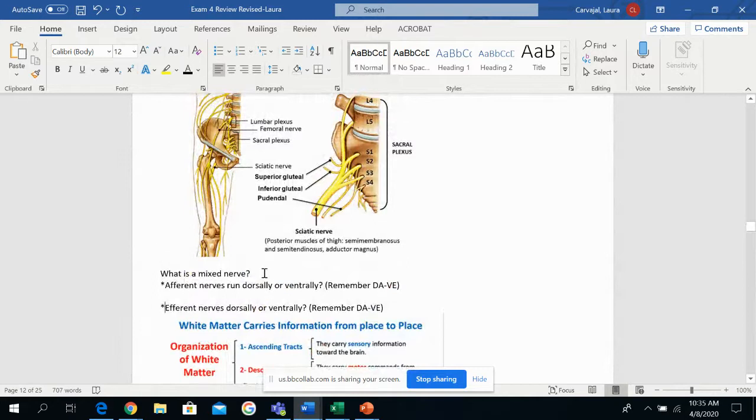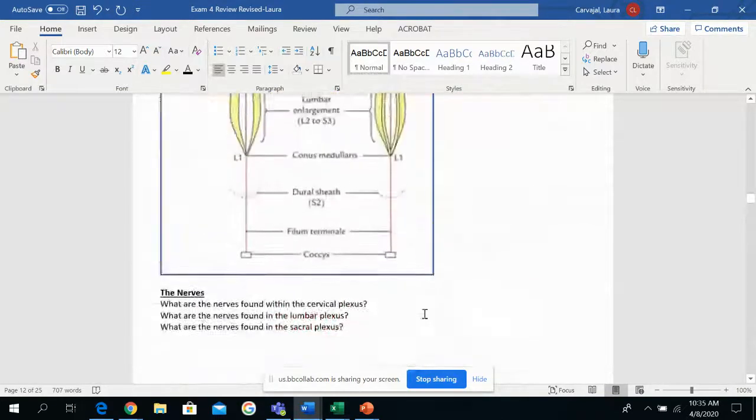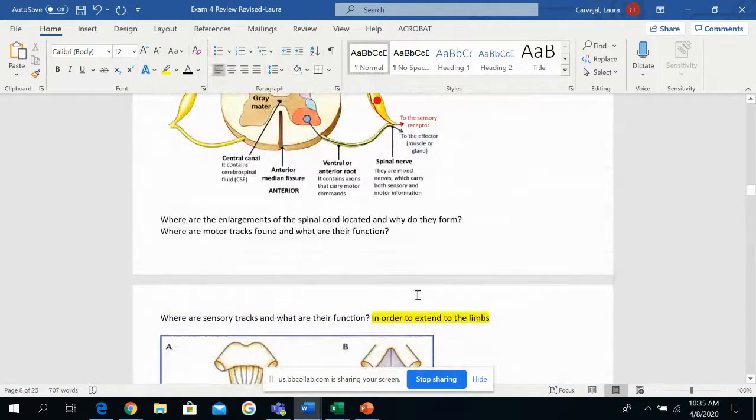A mixed nerve is basically a nerve that is half motor, half sensory nerve. That's pretty much that one. Okay, let's get back to this.